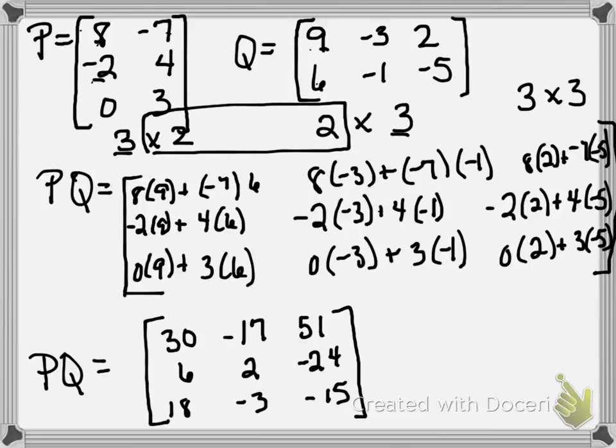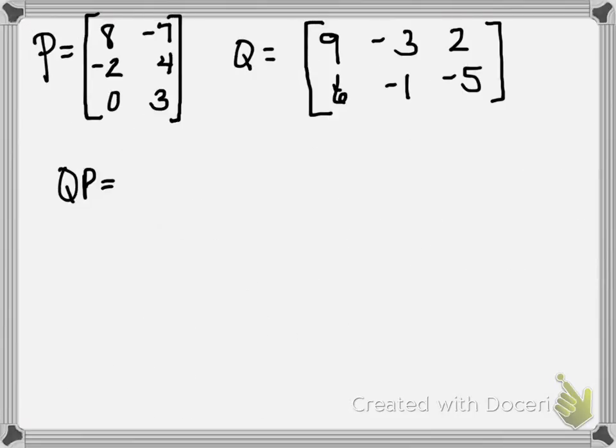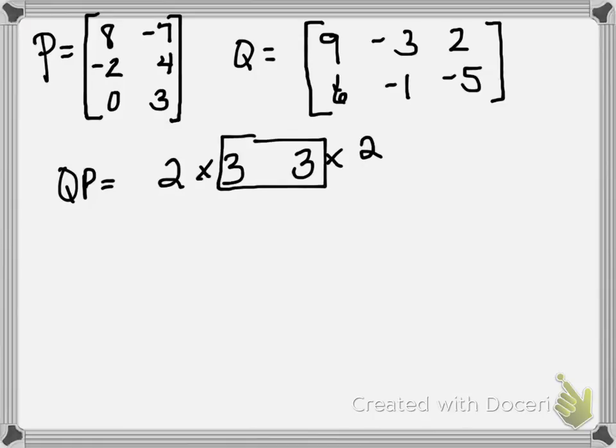So the product of a 3 by 2 and a 2 by 3 ended up resulting in a 3 by 3. So let's look at P times Q, so now let's look and see what happens if I do Q times P. This time I'm going to have a 2 by 3, and I'm going to multiply it by a 3 by 2. So the end result this time should be a 2 by 2.